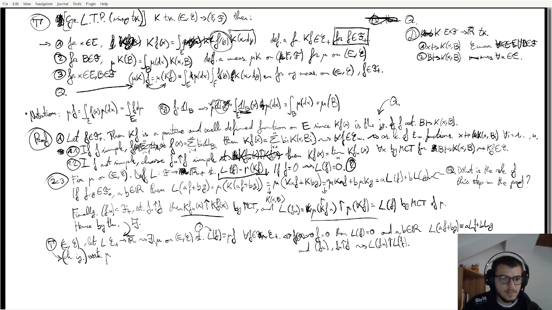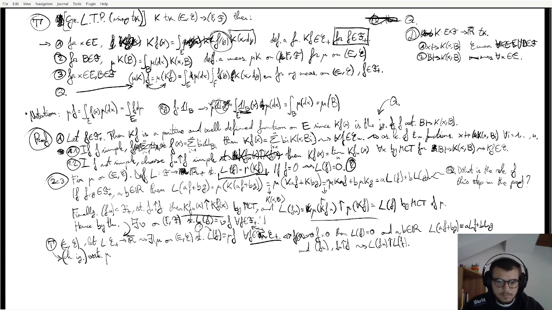Hence, there exists a unique measure nu on space F such that L of F is equal to nu F. So this is what the theorem implies for any F. And now the thing that is not completely clear to me is why this and why this, which are different.